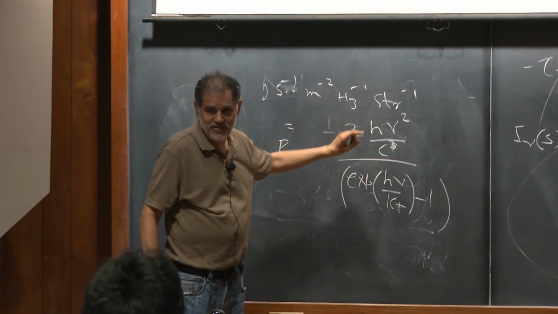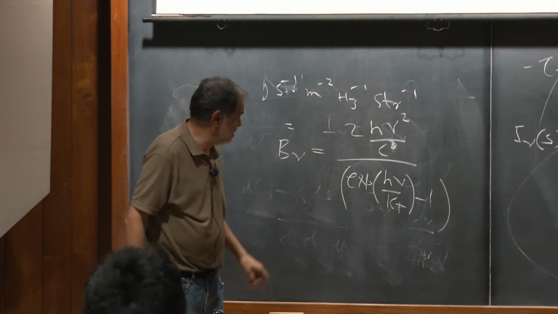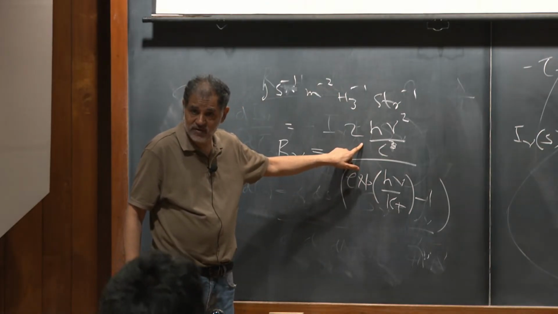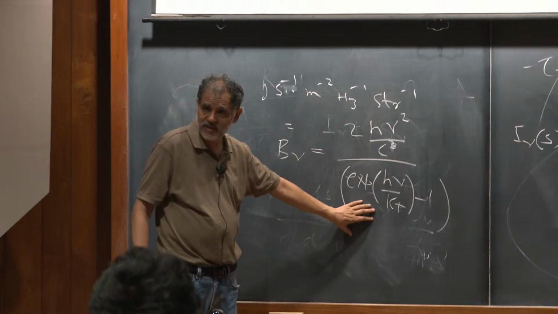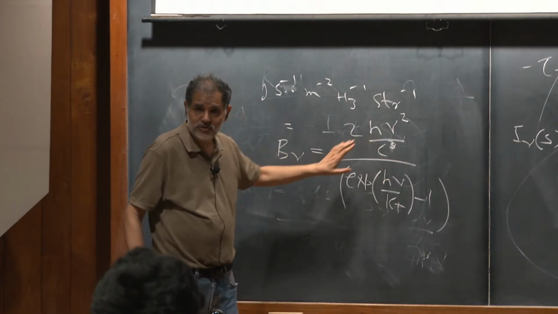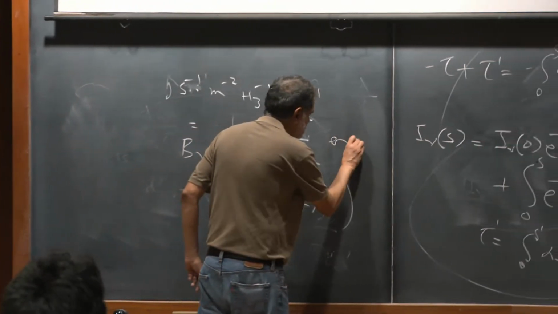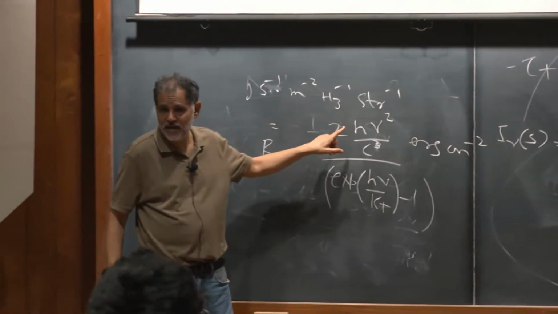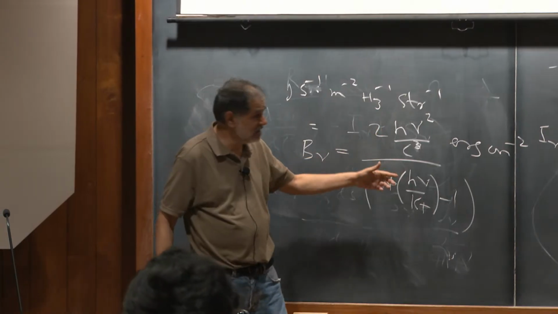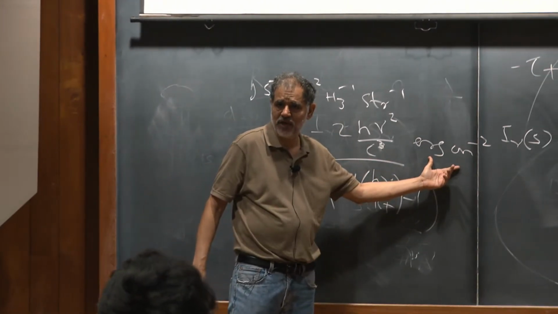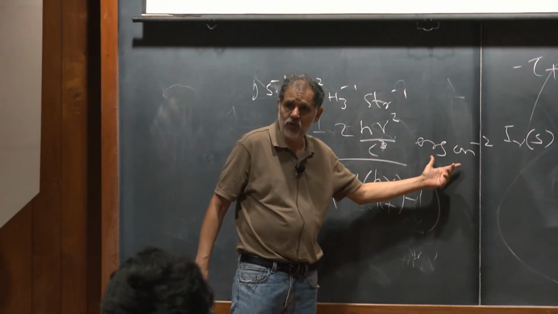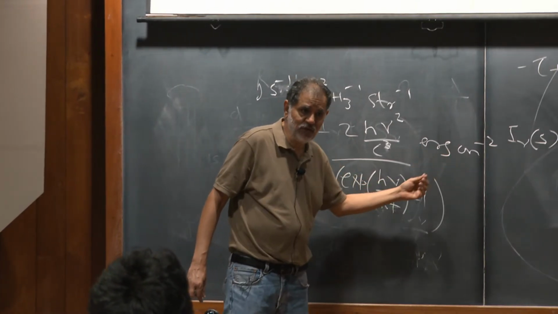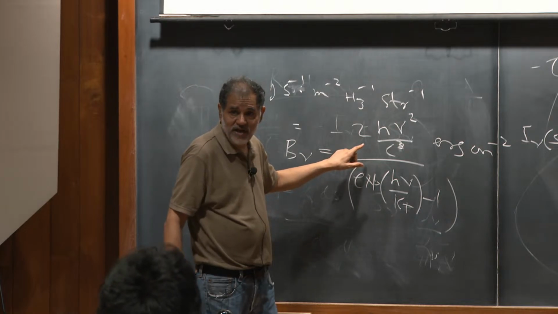Hertz is 1 by second, so it cancels. When you work this out, it will cancel. Just check for yourself. This is dimensionless. This is h nu, so this is ergs per centimeter square. c square by nu square is lambda to the power minus 2. So this actually has units of ergs per centimeter square. Hertz per second do cancel here. So you're right. So this is the correct unit here.